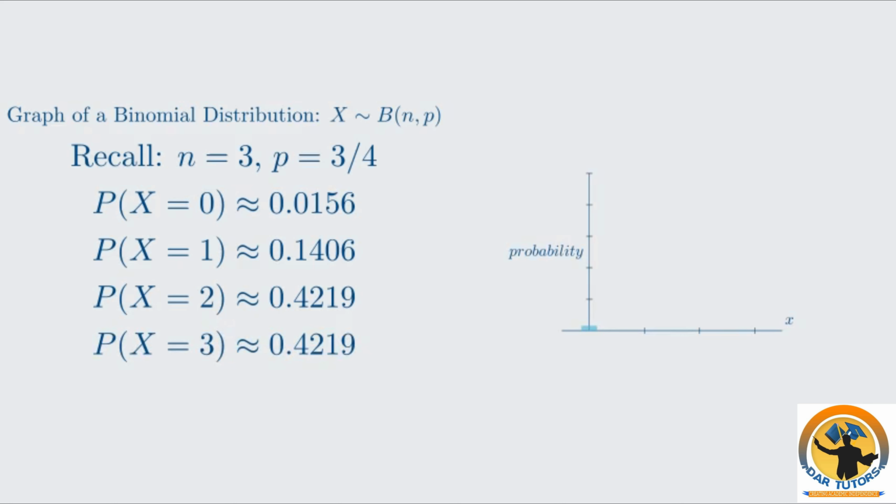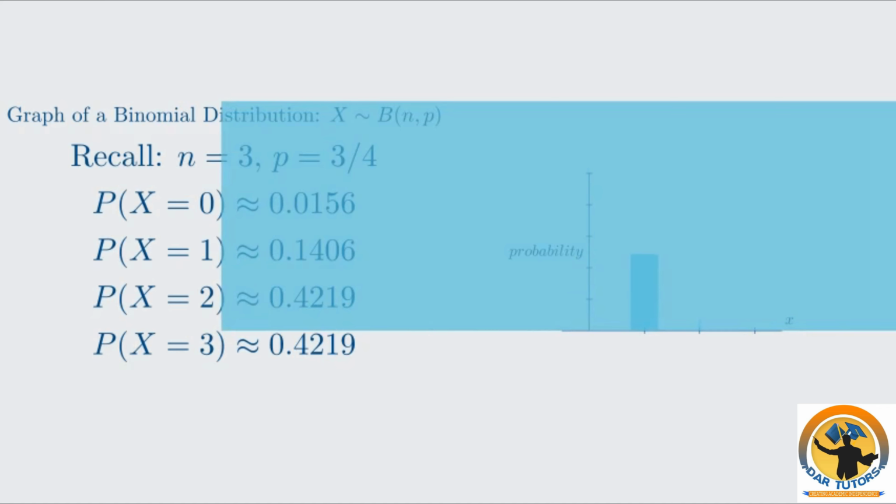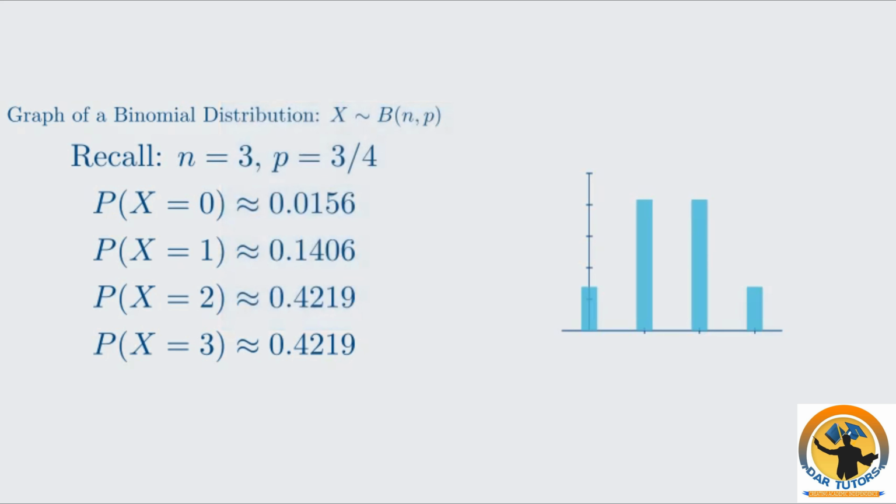If we plot these probabilities as a column graph, we see that it is skewed to the left. The highest probabilities occur at the higher values of x, which makes sense because the probability of success is 3/4, which is quite high. We expect more successes than failures. Let's consider what happens when p changes. If p were 0.5, the graph would be perfectly symmetrical, centered at the mean. If p were small, say 0.1, the graph would be skewed to the right, with higher probabilities at lower values of x.